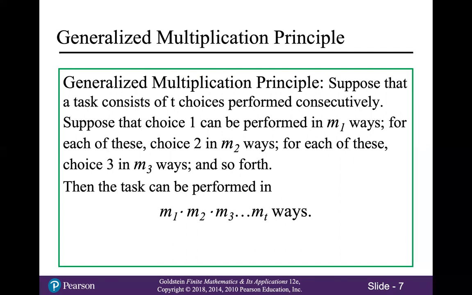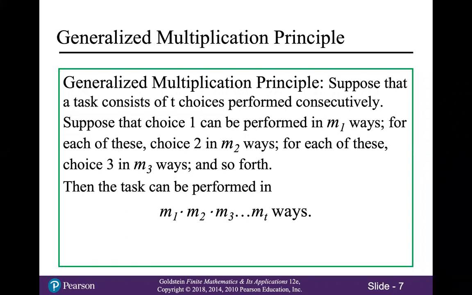performed consecutively. Suppose that choice 1 can be performed in m sub 1 ways, and for each of these, choice 2 in m sub 2 ways, for each of these, choice 3 in m sub 3 ways, and so forth. Then the task can be performed in m1 times m2 times m3, multiply all those numbers together all the way up to m sub t ways.